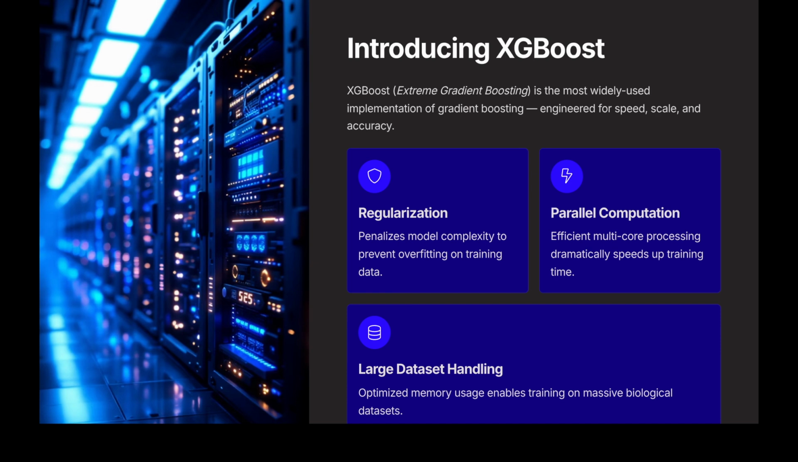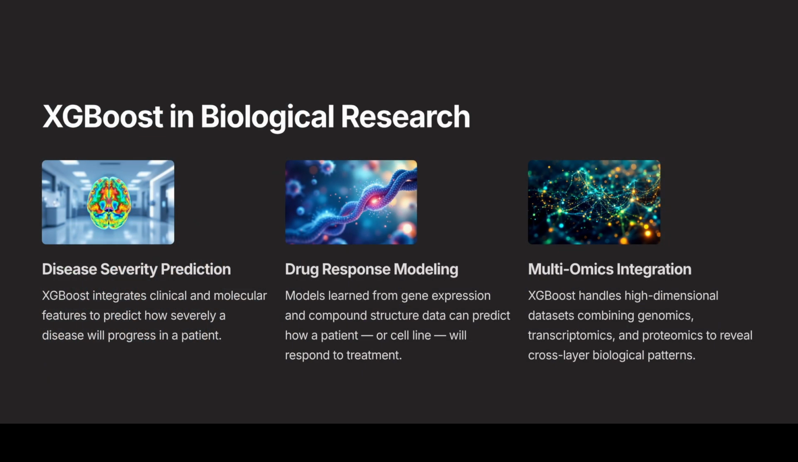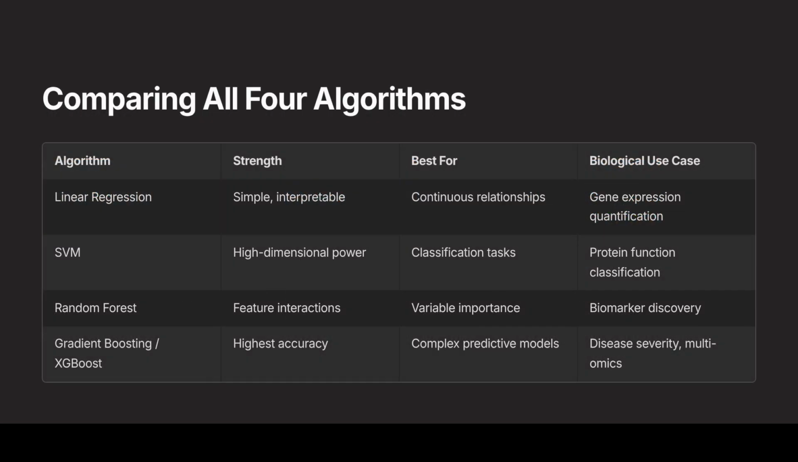One of the most widely used implementations of gradient boosting is XGBoost. XGBoost adds several enhancements such as regularization to prevent overfitting, efficient parallel computation, and better handling of large datasets. Because of these improvements, XGBoost has become extremely popular in machine learning competitions and real world data science. In biological research, it is used for predicting disease severity, modeling drug responses, and integrating multi-omics datasets such as genomics, transcriptomics, and proteomics.